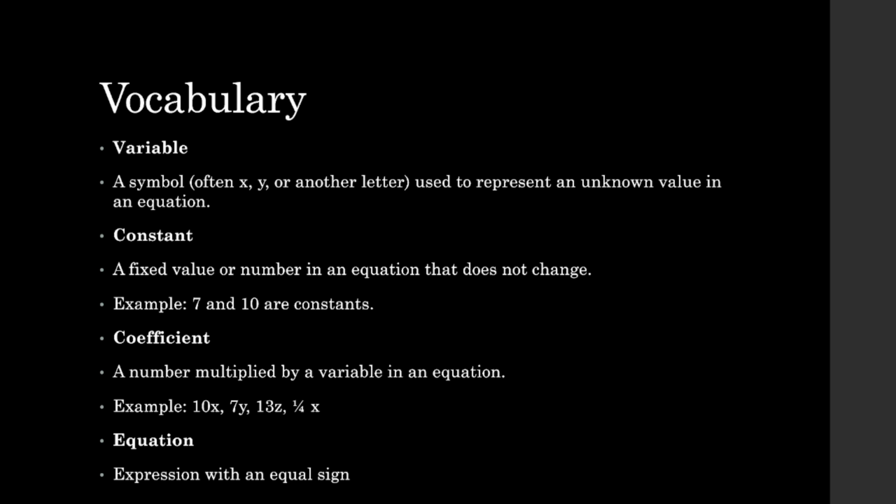So variable is basically an unknown variable or letter. They use x and y. Constant is basically the number without the variable next to it, just the number itself. So like 7, 10, those are examples of constants. Coefficient is the number in front of the variable, the number in front of x. So it could be a whole number or a fraction. And then an equation is just an expression with an equal sign next to it.